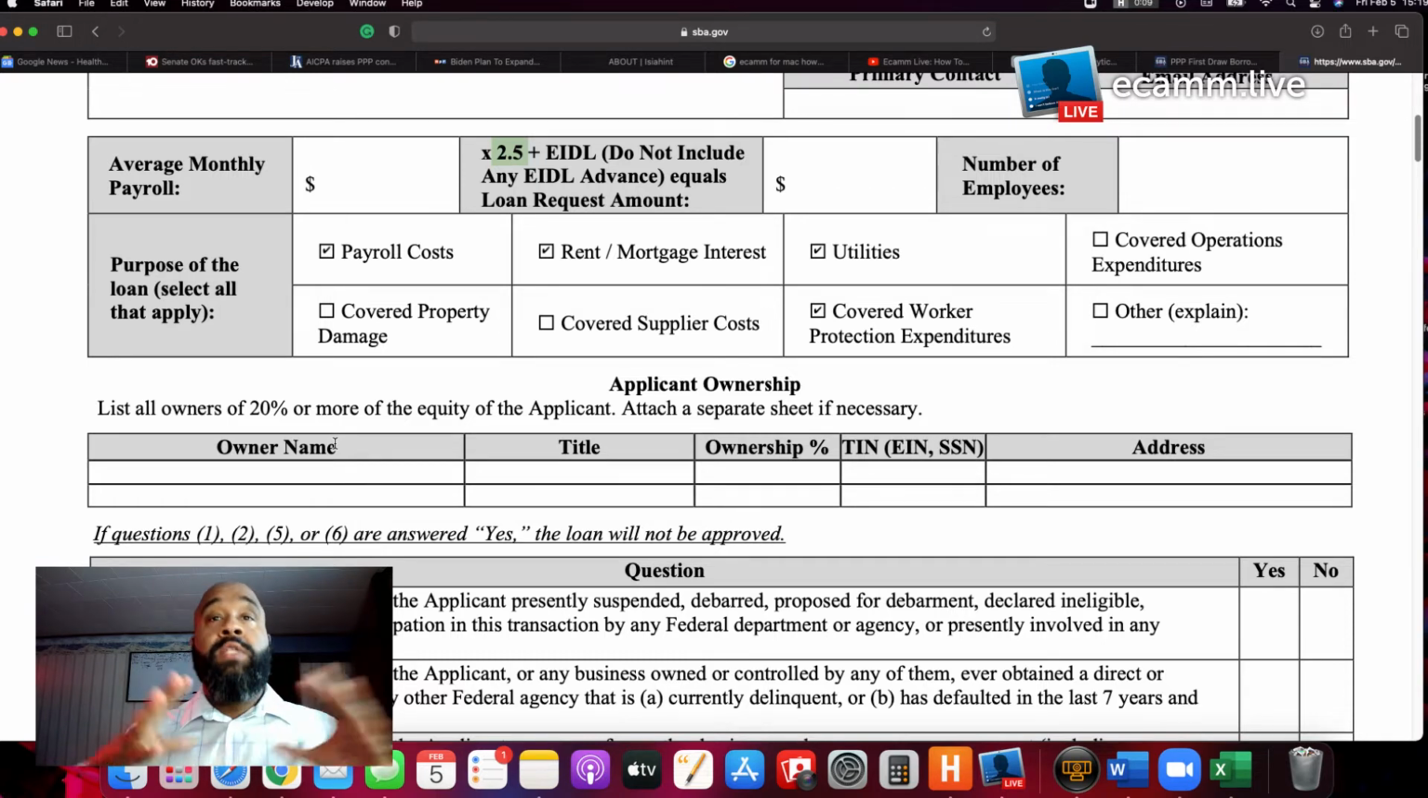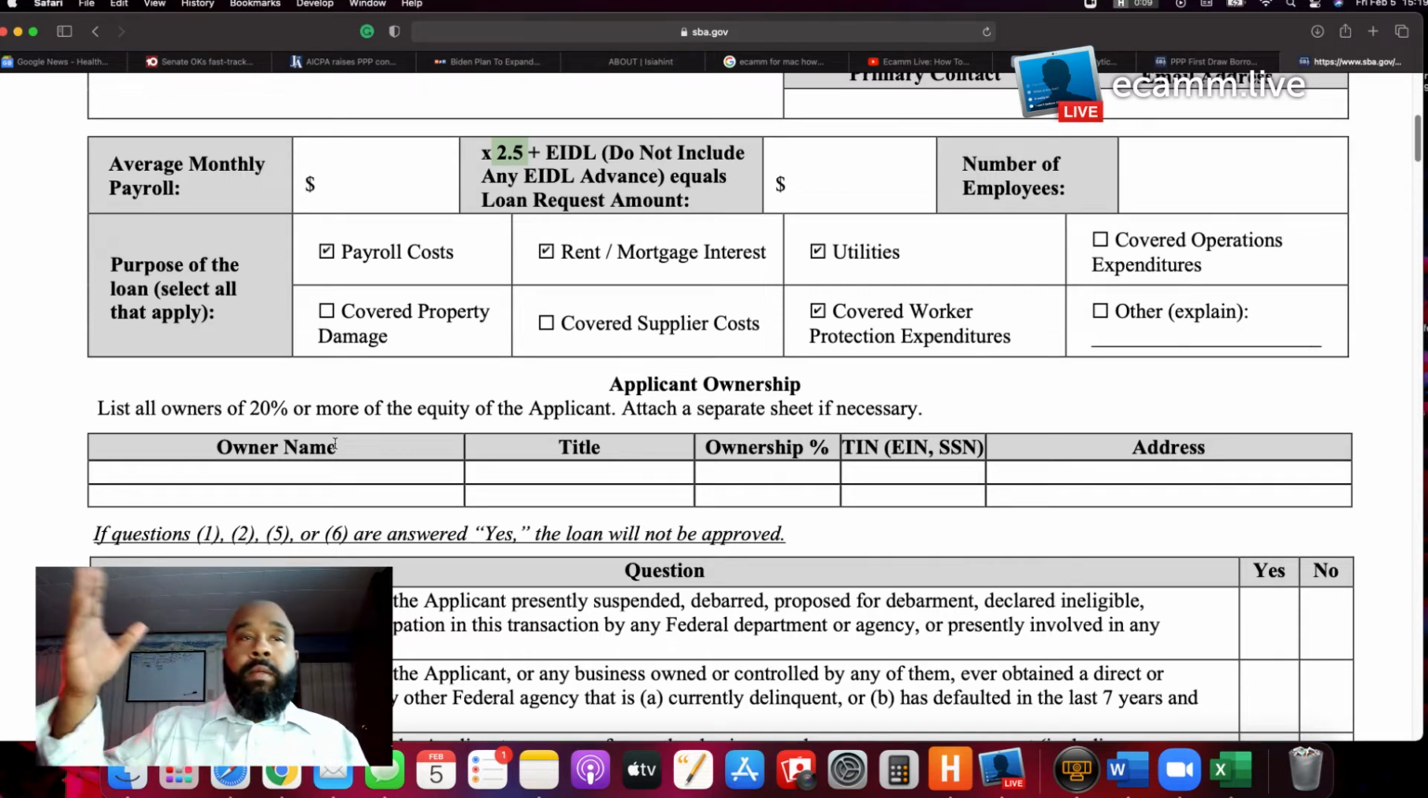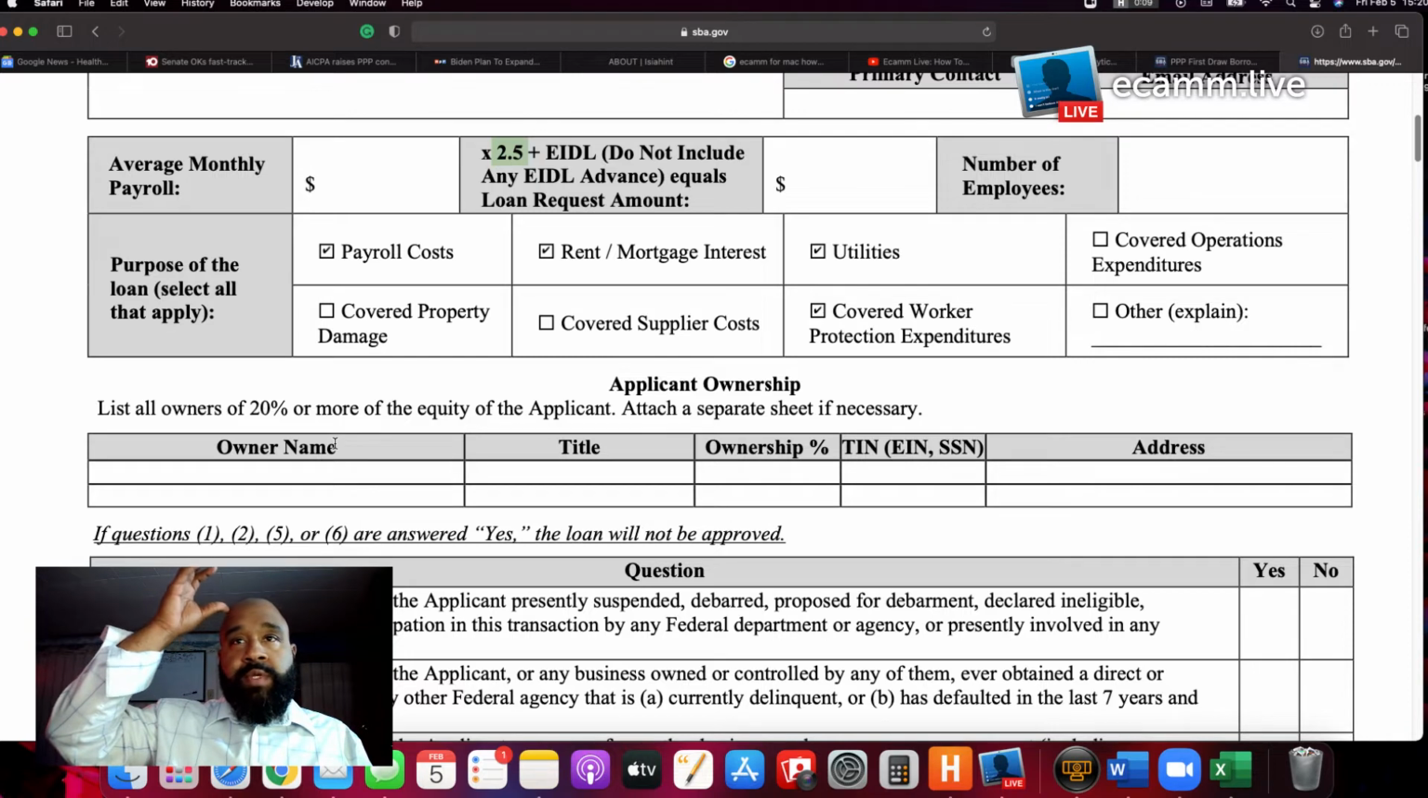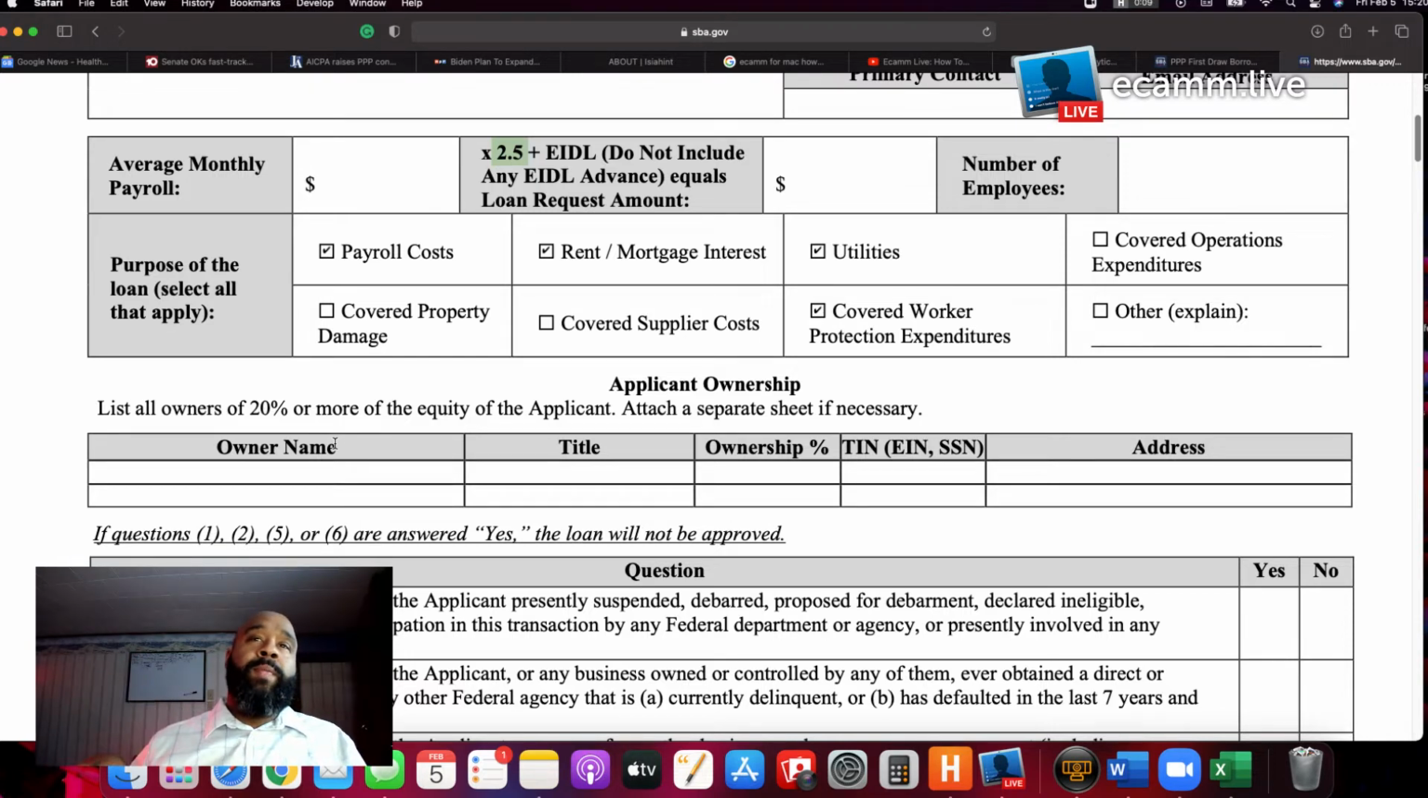But anyway, let's say that you have 5 people that have ownership. You have 50%. Your other member has 20%. And then the other 3 people have 10% each. You don't have to mention the other 3 people, just you and your partner that has 20% or above. If you don't have enough lines, you can attach a separate sheet if necessary.